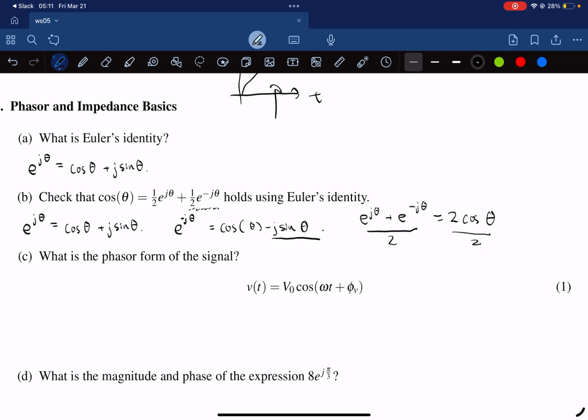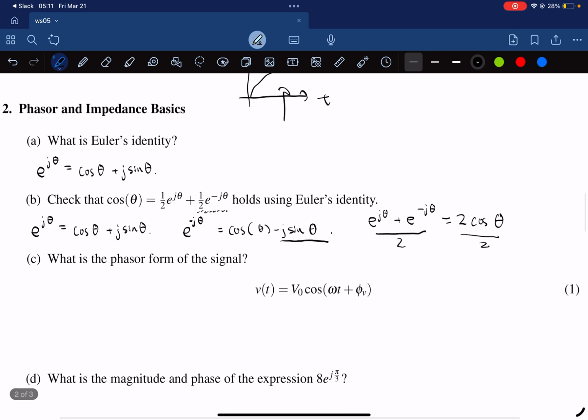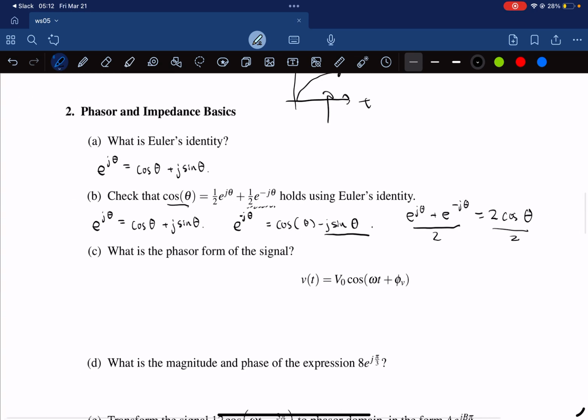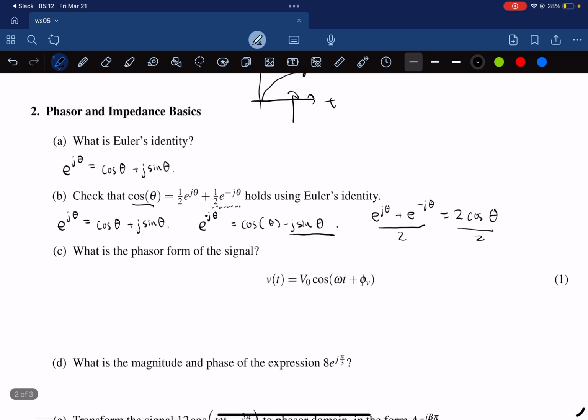So what's the point of this? Again, we're deriving all the phasor stuff, meaning we're going to find how we can use complex numbers to represent sinusoids. So this gives us a hint already. If we see cosine of theta, we already know that we can replace it with some complex numbers. And that's going to make more sense later.